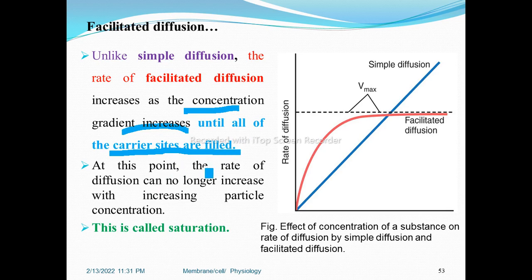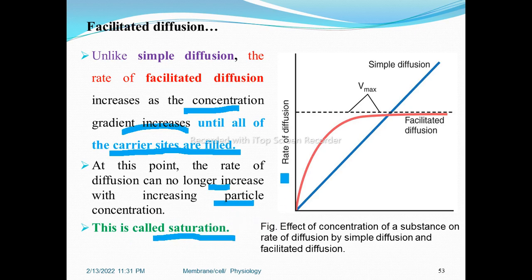So at this point, the rate of diffusion can no longer increase with increasing particle concentration. This stage is called saturation. Saturation means as the concentration gradient increases, there is no longer an increase in particle diffusion. So this is called saturation.